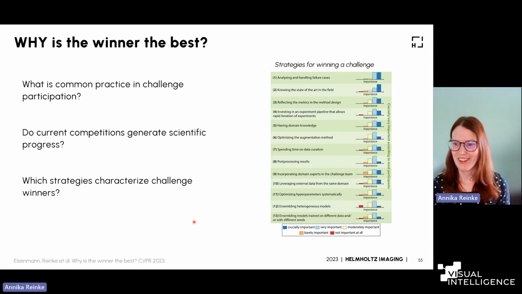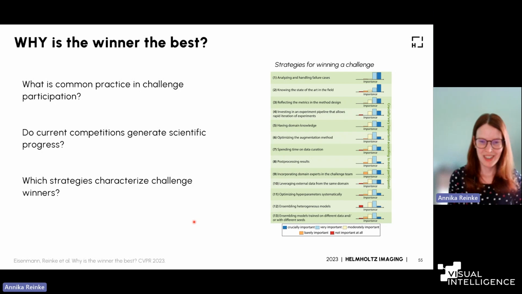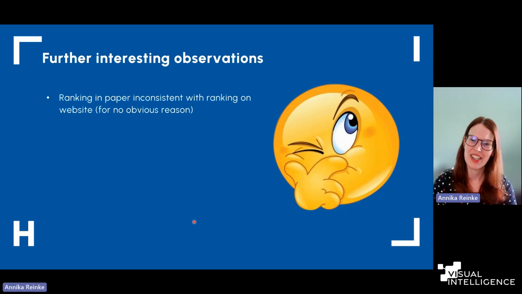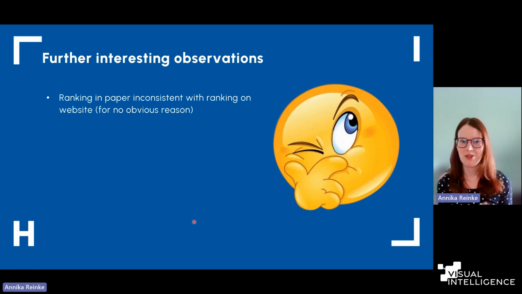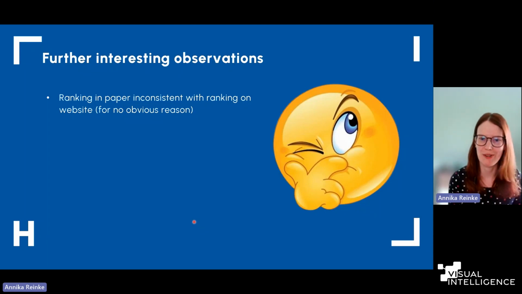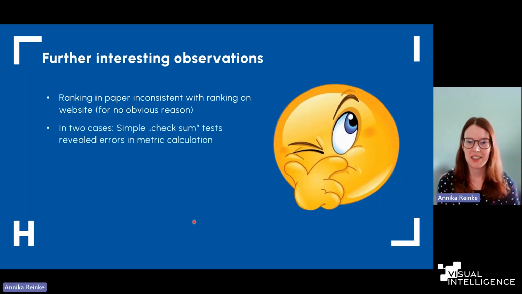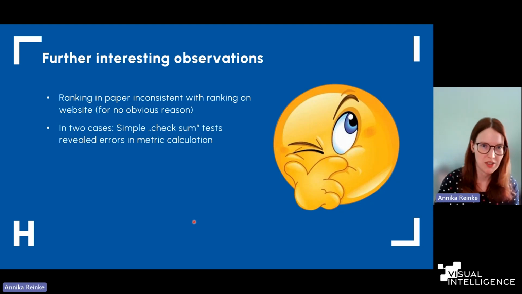I found it really interesting to gather all of the results. Before I close, I just wanted to share some further interesting observations that we found during our analysis of all of those competitions. We often found that the ranking in the paper was inconsistent with the ranking on the website for no obvious reason. If I were a participant of such a challenge, I would be quite upset, actually, if I were, for example, the winner on the website and not in the paper. In two cases where we collected the data from challenges, we did some simple checksums with true positives, true negatives, etc. And we revealed errors in the challenge organizer's metric calculation, which is of course very critical.